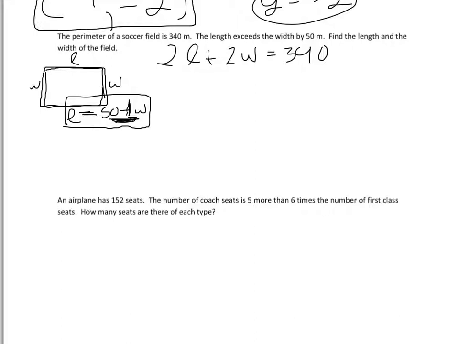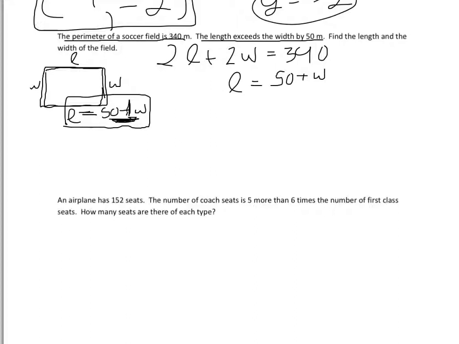So our two equations are 2L plus 2W equals 340. That's the perimeter of this soccer field. The length exceeds the width by 50. That's giving us L equals 50 plus W, or we could write that as W plus 50. Now we're trying to find the length and the width of this field.